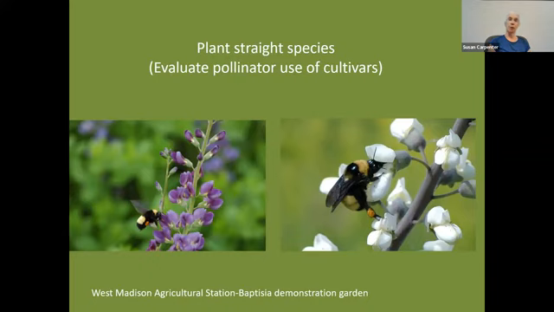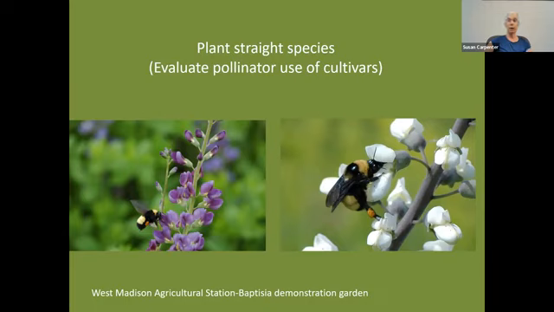There is a growing amount of research on cultivars and how useful they are to pollinators. So that would be another place to look for resources on which cultivars you might choose. In my garden, I don't use cultivars unless I know that they are as good or better than the straight species for pollinator use.